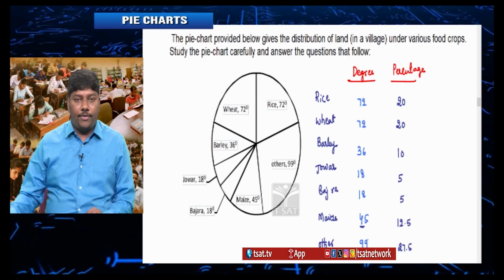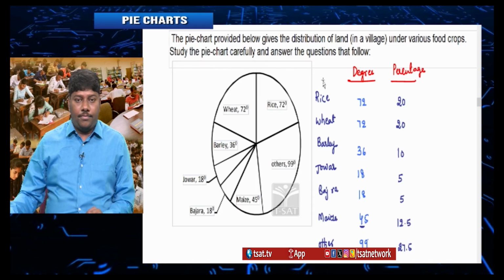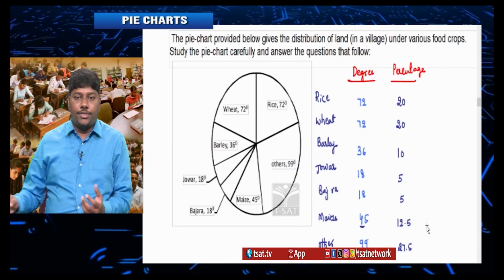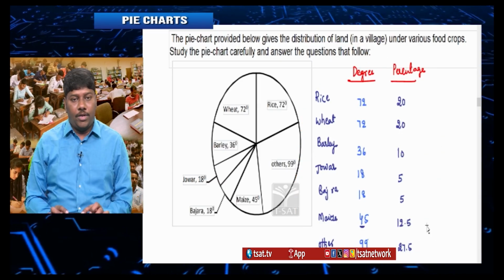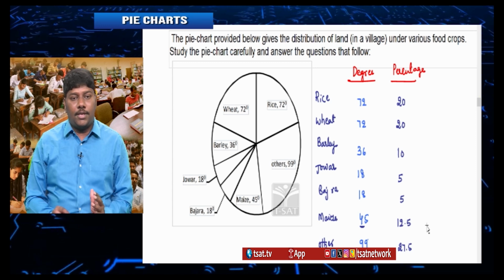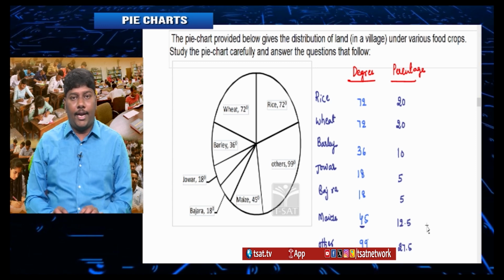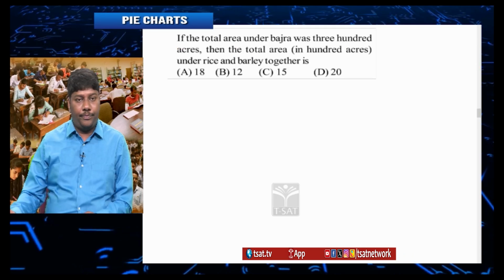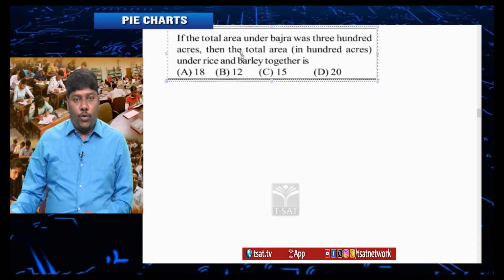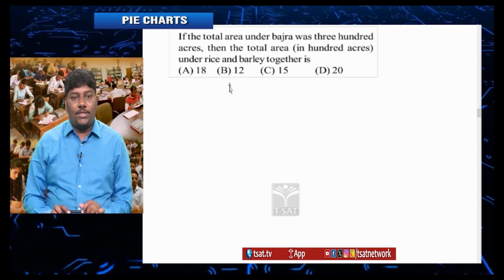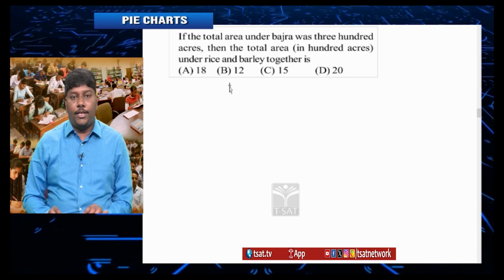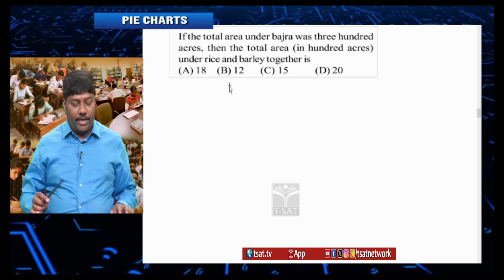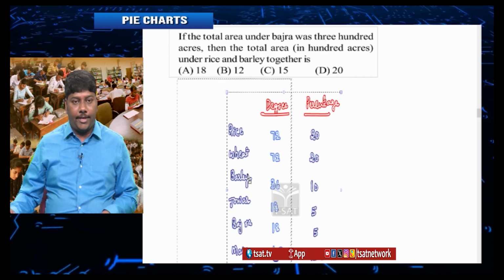Now, this data is very, very important for us. So, before we look at the questions, we need to have this data handy. Now, we don't need to go back to the graph because we have all the data which we required. Now, look at the question here. If the total area under the bajra was 300 acres, then the total area in acres under the rice and barley together. Let me have the data here with me.